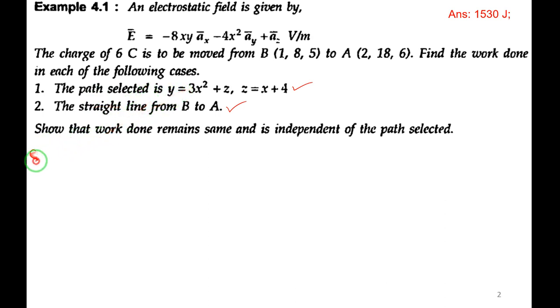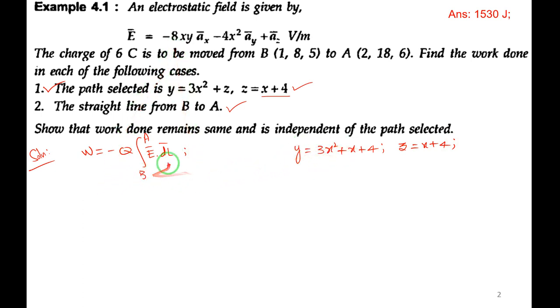So we'll start. We know the work done formula, W is equal to minus Q integration of E dot dl, from initial position to final position. We'll make use of this and take case 1, that is, the path selected is y equal to 3x square plus z. What is z? z is equal to x plus 4. So I'll substitute x plus 4 here. This is the path. We'll see how to use this path in the problem.